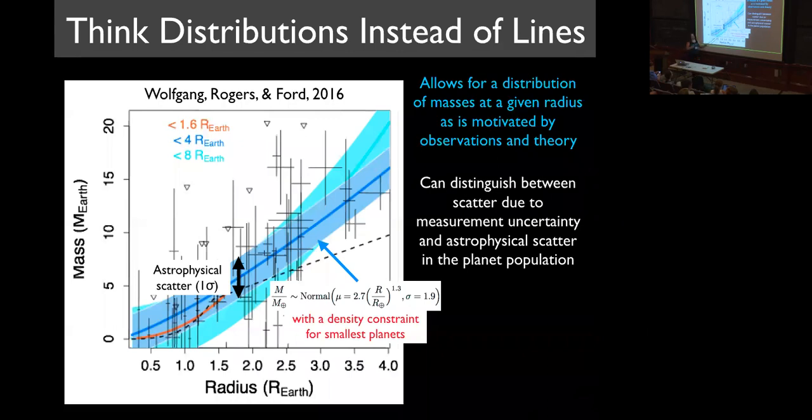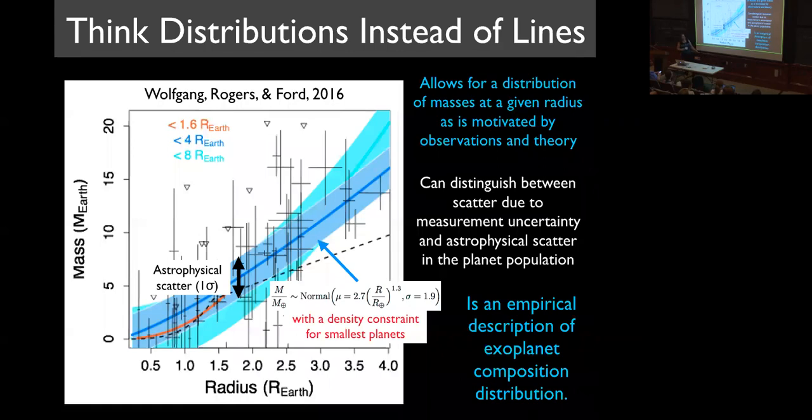In particular, the method that I used, hierarchical Bayesian modeling, allows us to distinguish between the scatter that is due to measurement uncertainty, and you can see that the error bars here are quite large, all right? So there was a question of how much of the scatter in this space was actually just due to measurement uncertainty versus astrophysical scatter. So planets actually are composed of different compositions. And what I found is that the astrophysical scatter is very much there.